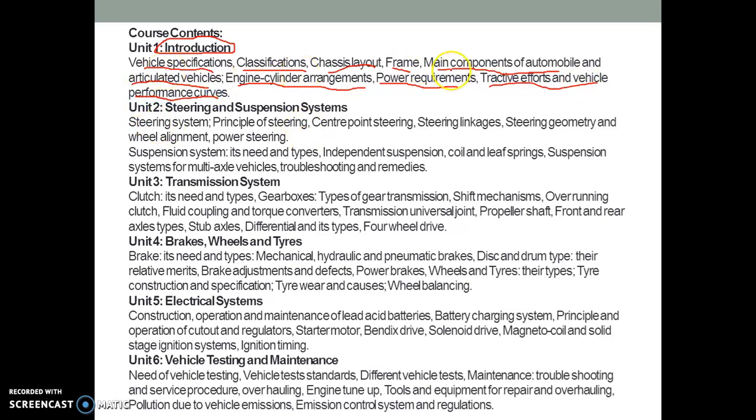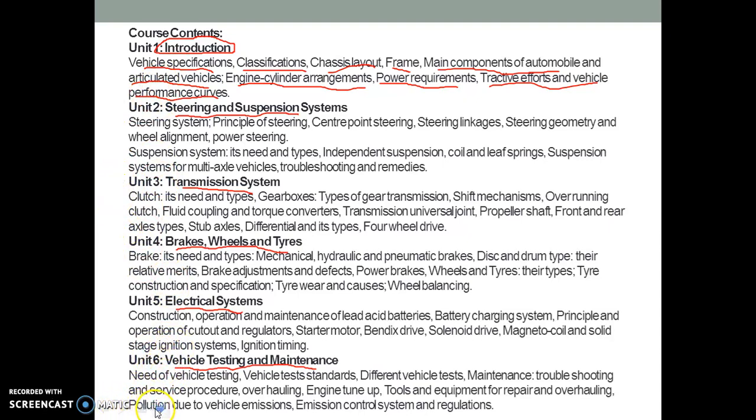So these are the basic points in introduction we'll cover, and remaining units we'll cover later: steering and suspension system, then unit number 3, transmission system, unit number 4, brakes, wheels and tires, unit number 5, electrical system, and unit number 6, vehicle testing and maintenance. All these points we will cover one by one in coming sessions.